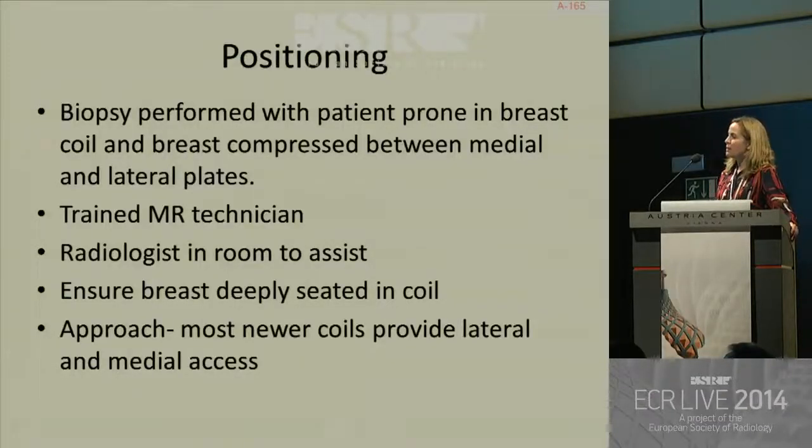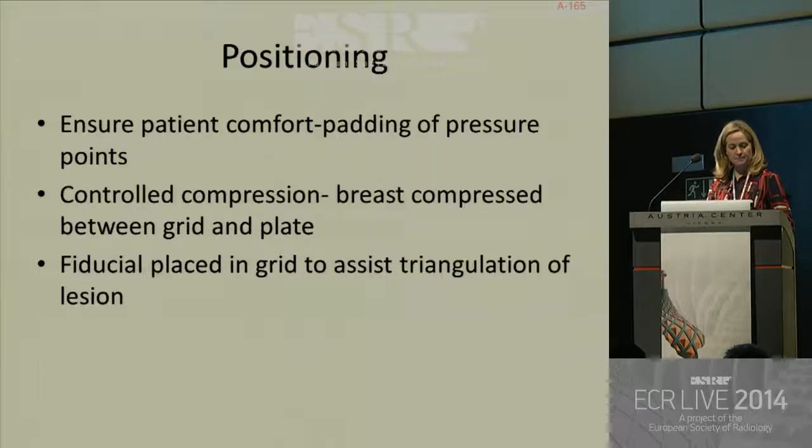Like good preparation, positioning is also key to a successful biopsy. You have only one chance at positioning. The biopsy is performed with the patient prone on the breast coil and the breast is compressed between the medial and lateral plates. It's important that a trained MR or mammographic technician position the patient and ensure that the breast sits deeply within the coil. And the radiologist who is performing the procedure should be in the room to assist with the positioning so that they are sure that the expected location of the breast is within the field of the grid.